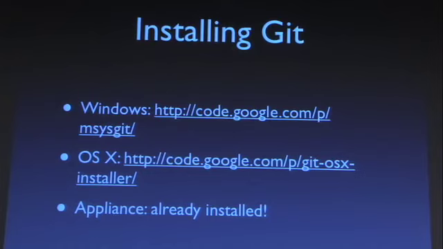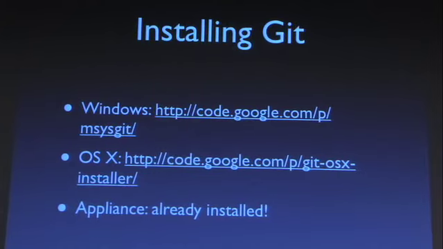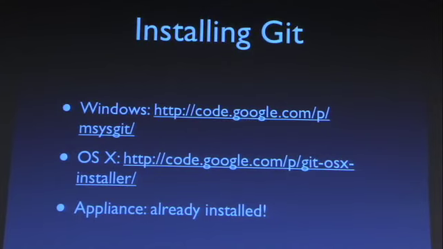If you're working on either Windows or a Mac, they're just these two really easy to use installers. Just double click them and then you have Git. If you're using the CS50 appliance, we've already installed it for you because we anticipated how awesome this would be.